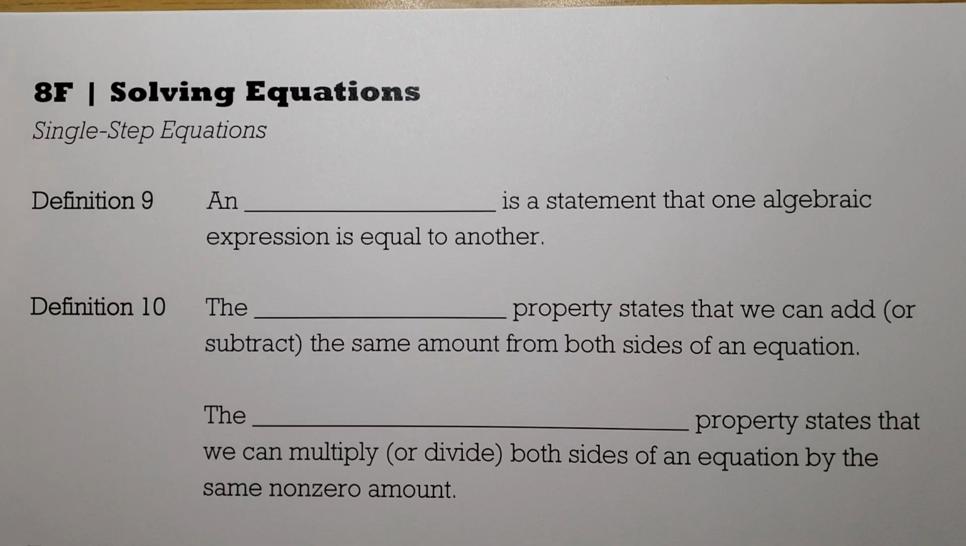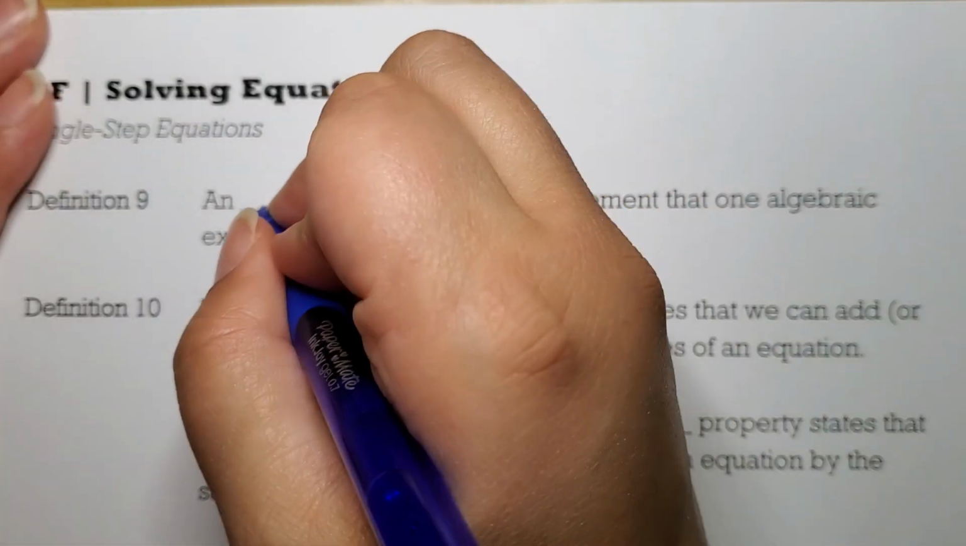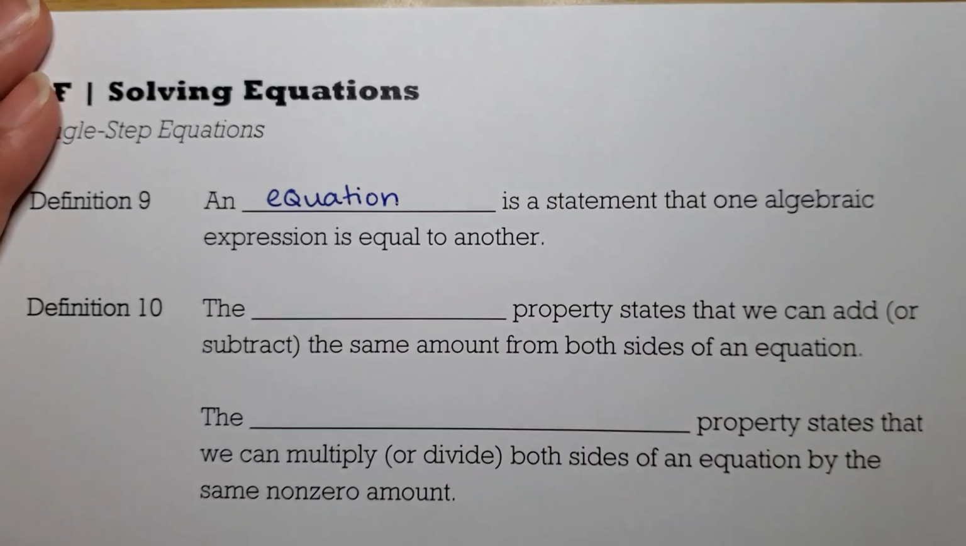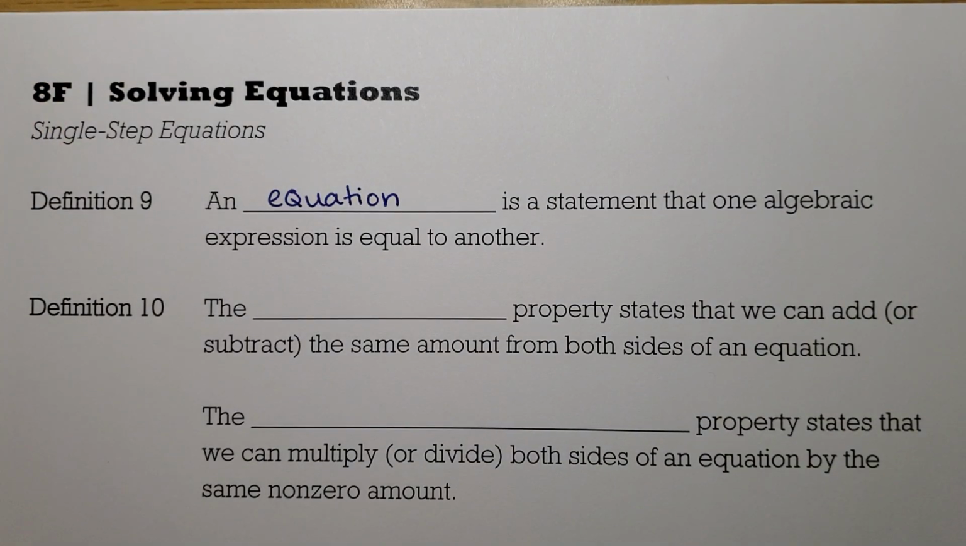So let's start with our definition. An equation is a statement that one algebraic expression is equal to another. So we actually saw some equations when we saw formulas. So like P equals 2L plus 2W. That's an equation because you have one algebraic expression, P, equal to another one, 2L plus 2W.